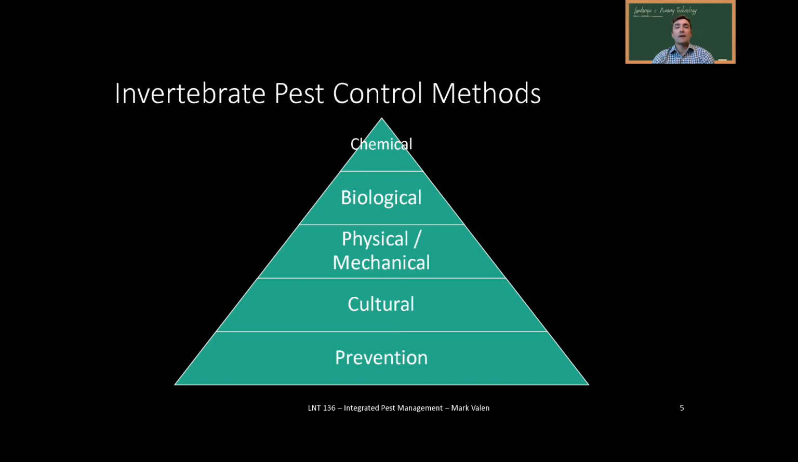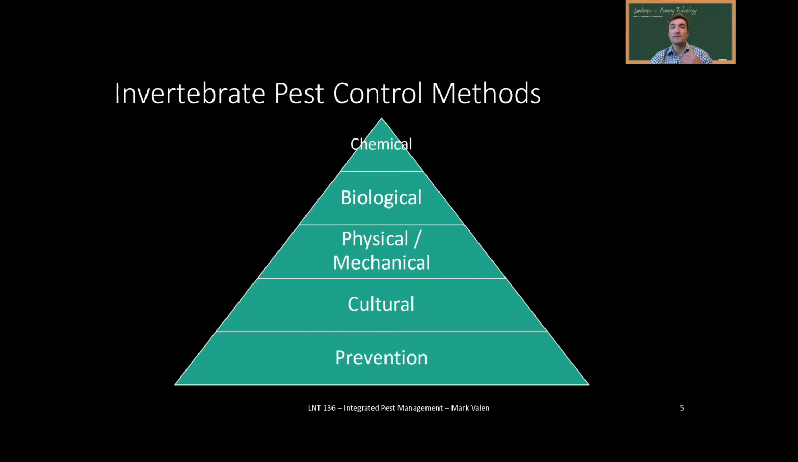Now let's talk about the various control methods, and I'm going to reintroduce the IPM pyramid. Remember that this is general and there are always exceptions. However, we usually want to be working on the bottom of the pyramid first before we resort to the top of the pyramid. So we need to exhaust our prevention methods, and then we look for cultural control methods. Then we work on physical and mechanical methods. Finally, we'll consider biological control methods. And last but not least, we'll resort to chemical control only if it's absolutely necessary and all of the other methods have still not worked to an acceptable level.